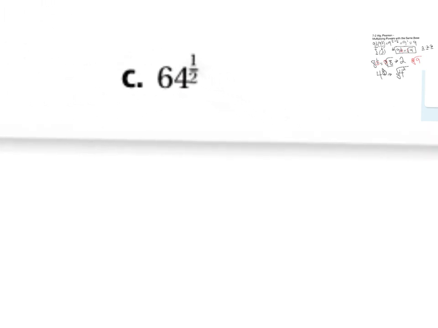And part C, 64 to the 1/2 power. So that one is like the square root of 64. Remember that they don't usually write that index of 2 there. If there's nothing there, we just assume it's the square root, and the square root of 64 would be 8.